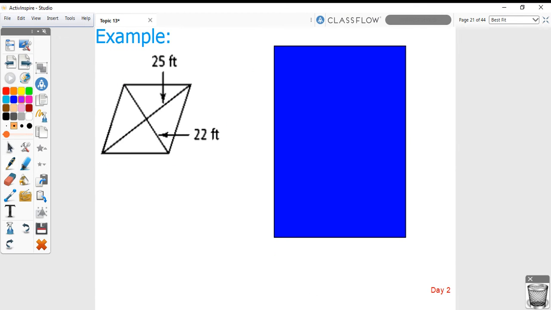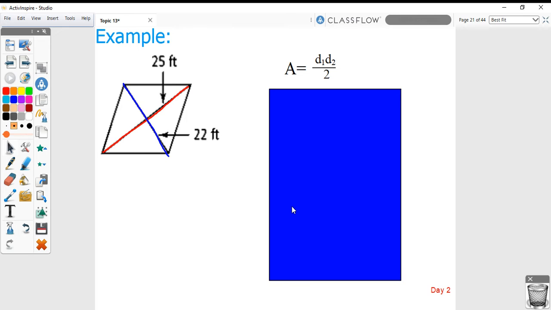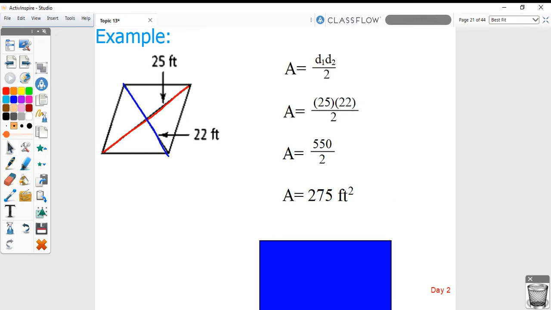Take a look at this first example. We've got one diagonal in red that is 25 feet. We've got one diagonal in blue that is 22 feet. And when you plug it into that formula, diagonal 1 times diagonal 2 cut in half, you just multiply them together and cut it in half. It does not have to be a whole ordeal, y'all. 275 square feet.